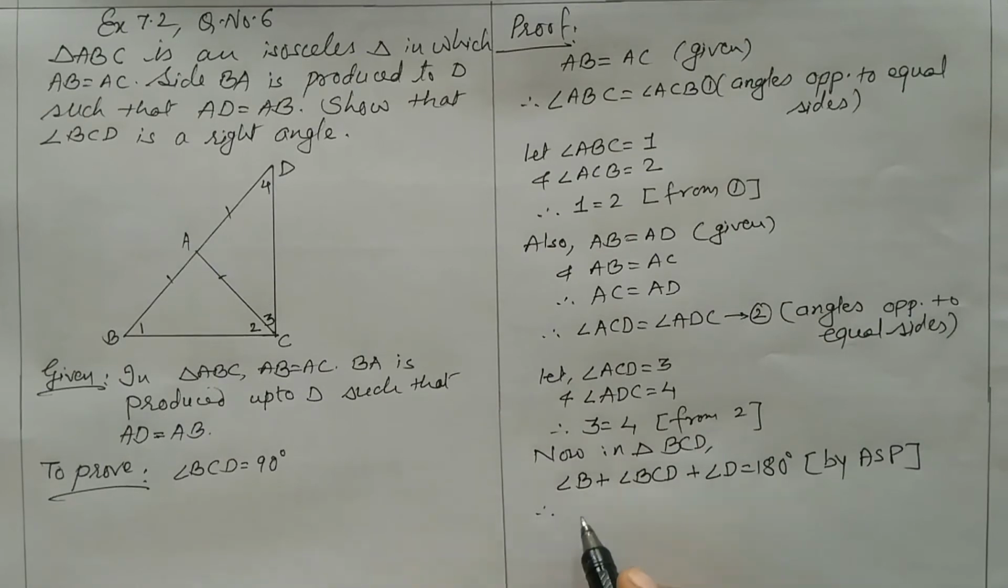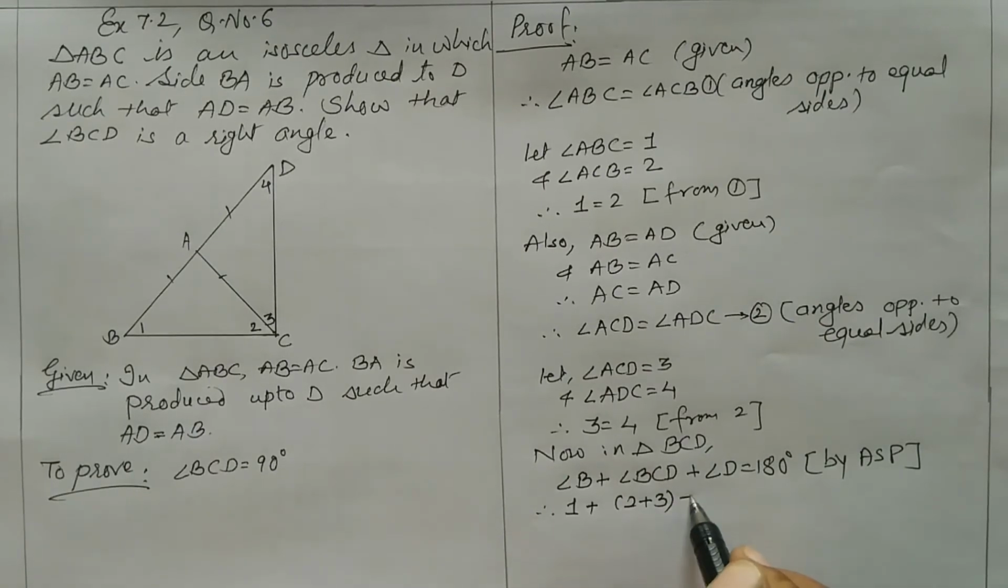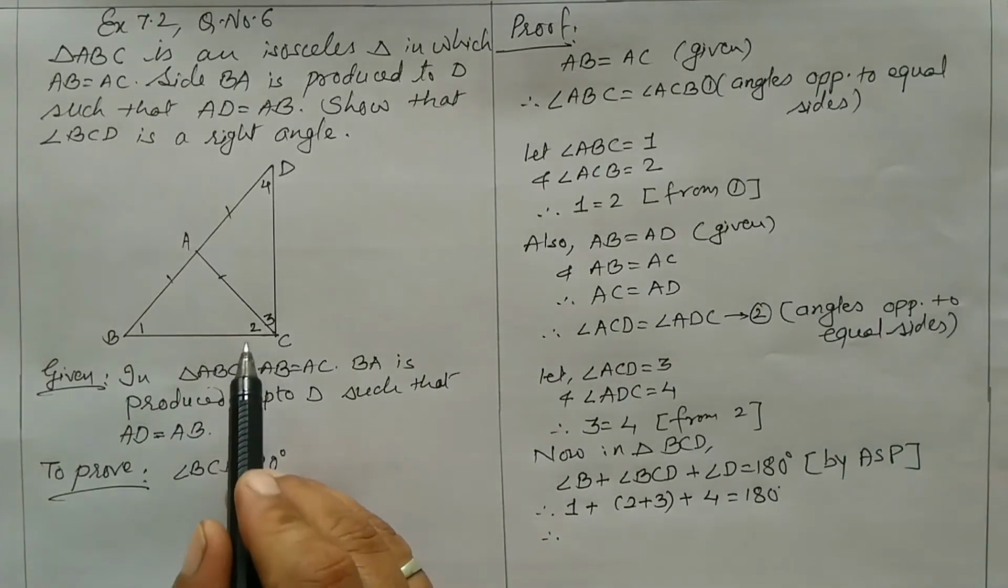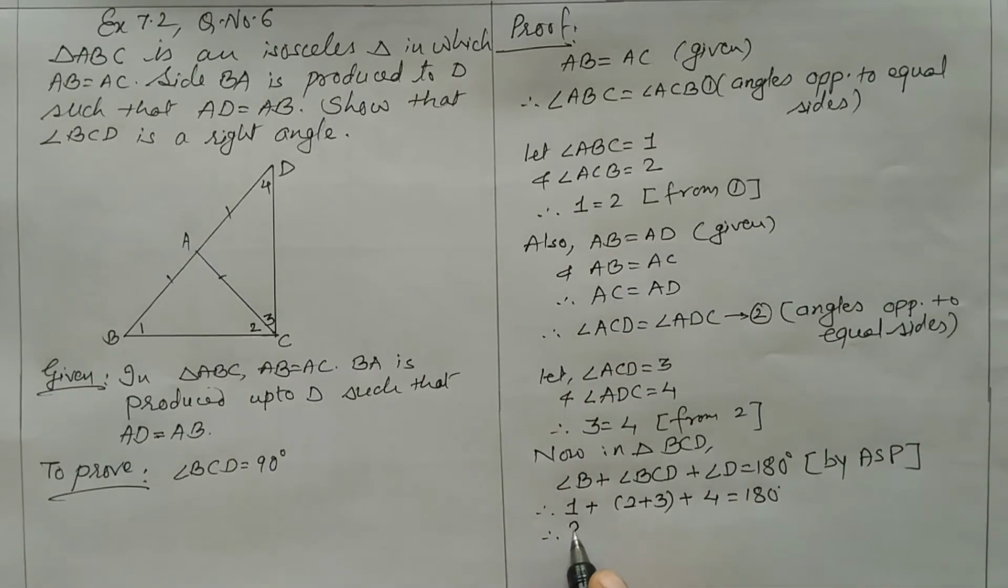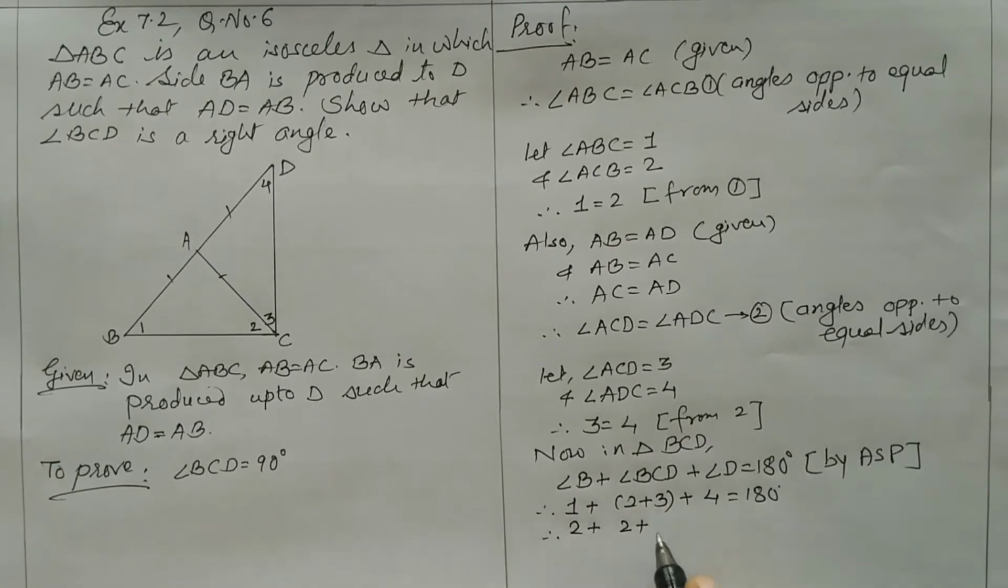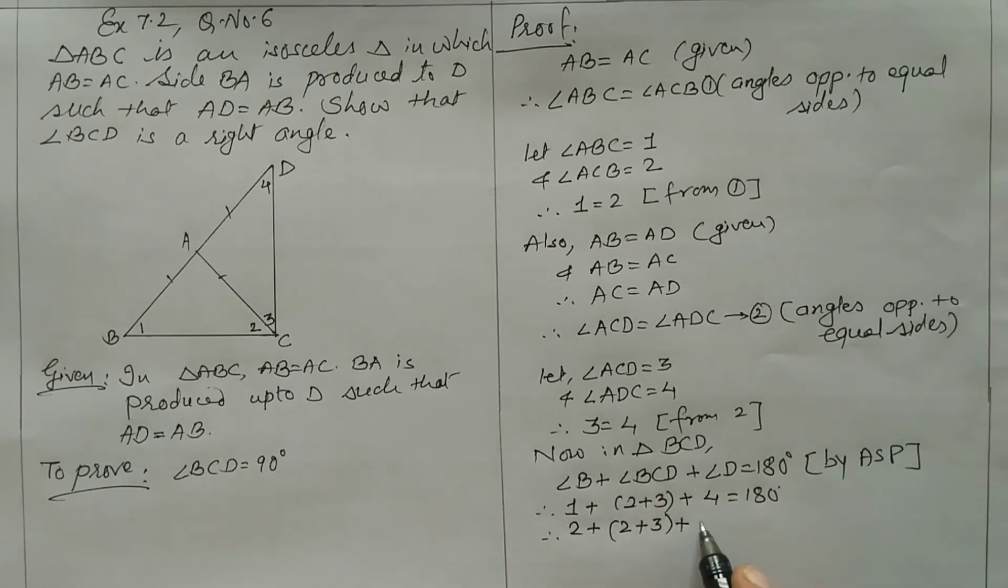Okay, so what is the measure of angle B? 1. BCD is what? 2 plus 3. Okay, what is angle D? Angle D is 4, is equal to 180. Okay, you try to prove 2 plus 3 is 90. So 1 is equal to 2, so I will replace 1 by 2. 2 as it is, 3 we will not disturb, and 4 is equal to 3.